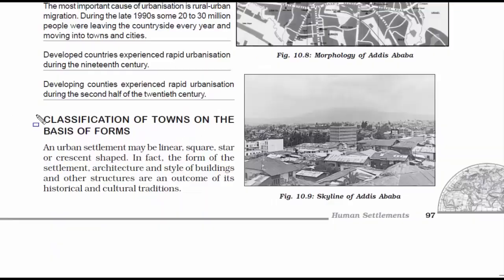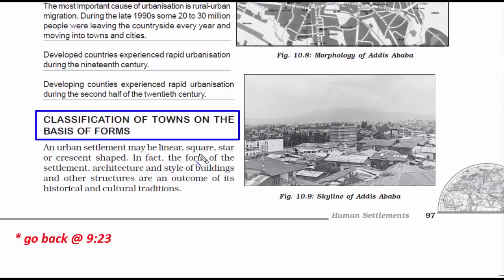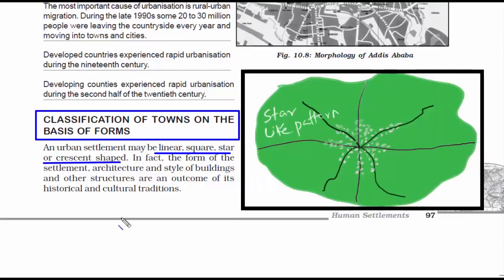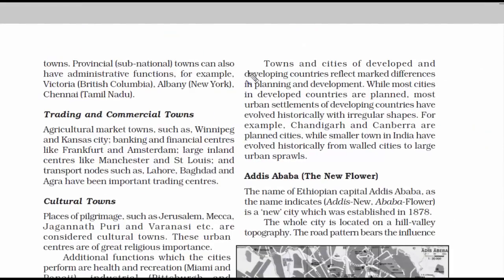Now we are going to read about classification of towns on the basis of forms. You remember earlier in this chapter we read about rural settlement patterns. This is similar to that, except we will read about urban places, that is, a town or a city. Even urban settlements are in the shape of linear, square, star-shaped, but most importantly, you need to understand that towns and cities of developed and developing countries have a few differences.